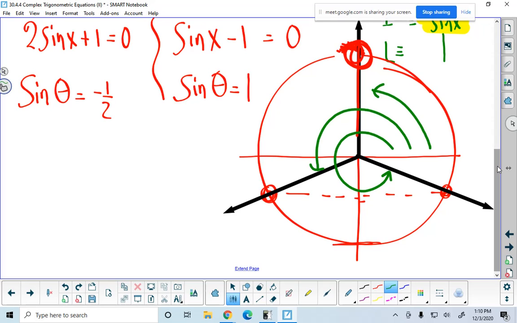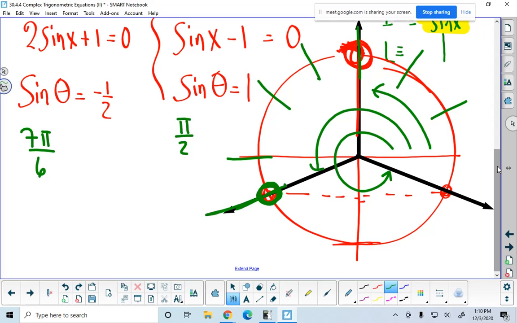The first one for sine of theta equals 1 is pi over 2. This one right here, and you're looking at the screen, is 1, 2, 3, 4, 5, 6, 7 pi over 6. Continuing on, if this is 7 pi over 6, 8 pi over 6, 9 pi over 6, 10 pi over 6, 11 pi over 6, and we're done.